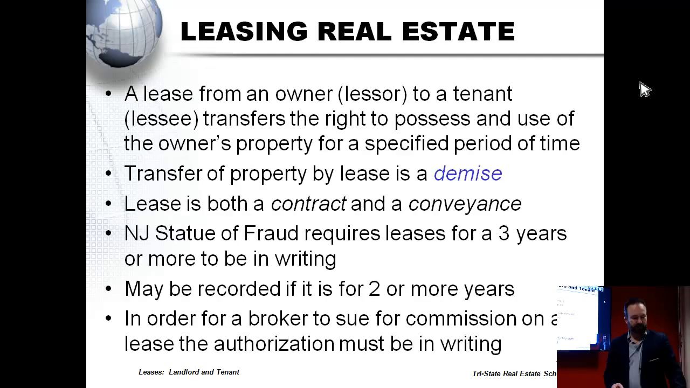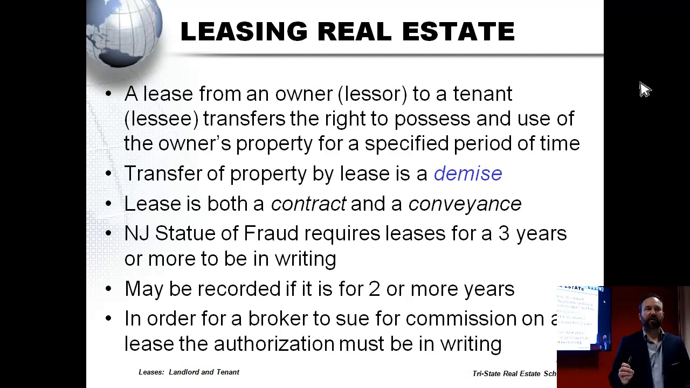renting. So a lease from an owner of real estate, I'm on page 156, a lease from an owner of real estate known as the lessor. So the landlord is known as the lessor. The owner of the property is known as the lessor. The lessee is the tenant. And the owner, the lessor, transfers certain rights to possess and use the owner's property for a specific period of time. Right? So when we go back to chapter 5 and we talk about the bundle of rights, part of those bundle of rights get transferred to the tenant.